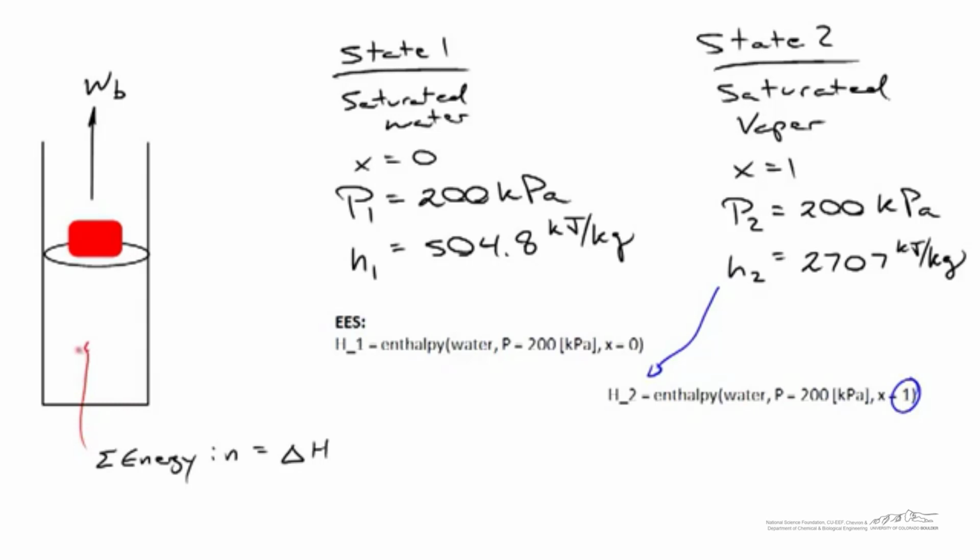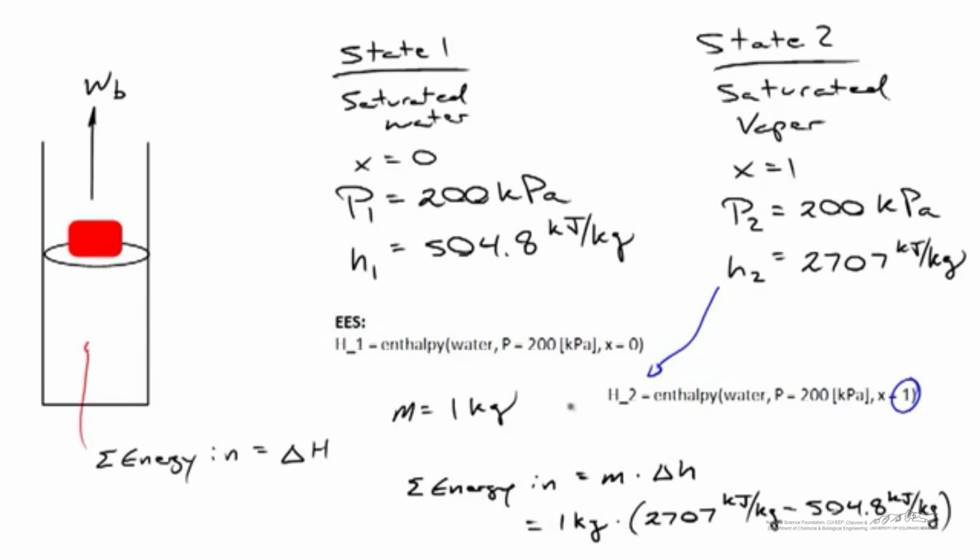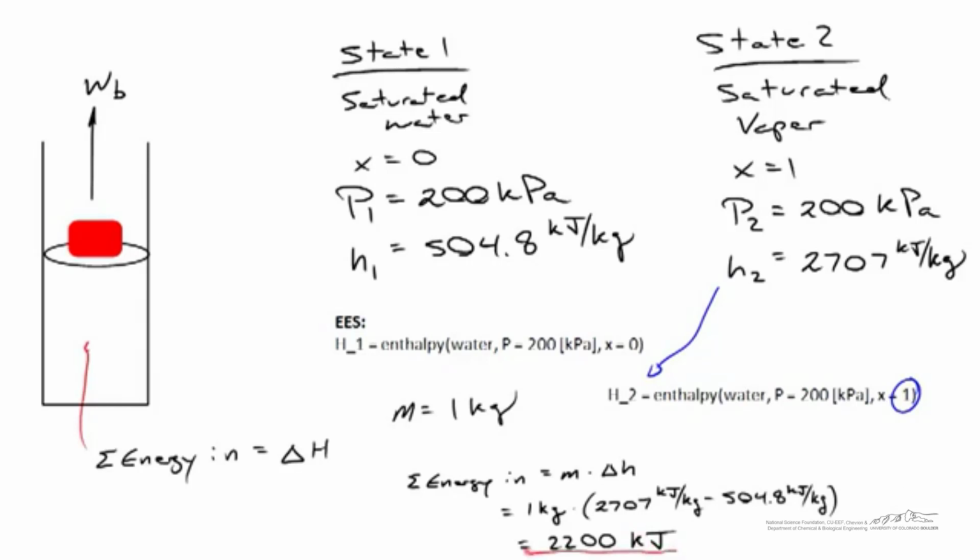So if, for example, you wanted to figure out the amount of energy needed to go from state 1 to state 2, in which some boundary work is being done under constant pressure, we could say that the total amount of energy in has to equal delta H. And if there was a mass of 1 kilogram of water, the total amount of energy in has to equal the mass times the change in specific enthalpy. So in this case we'd have 1 kilogram times H2 minus H1, and the difference in those is equal to 2200 kilojoules.